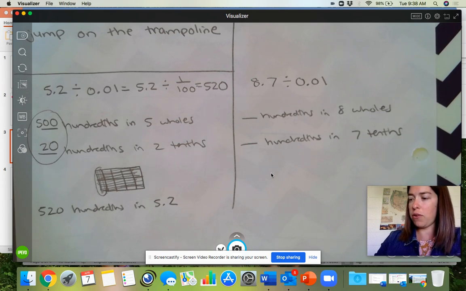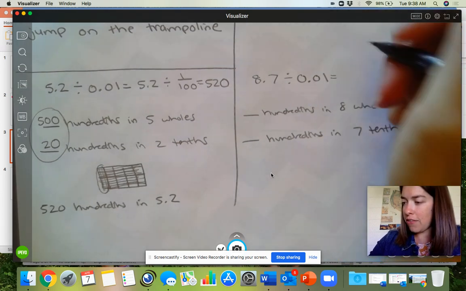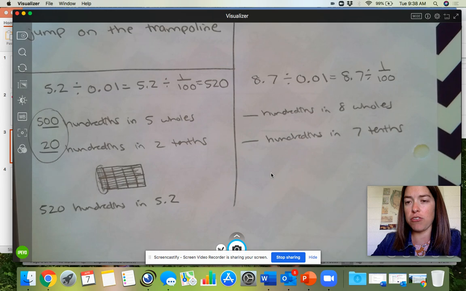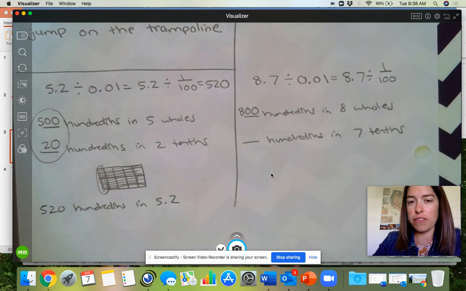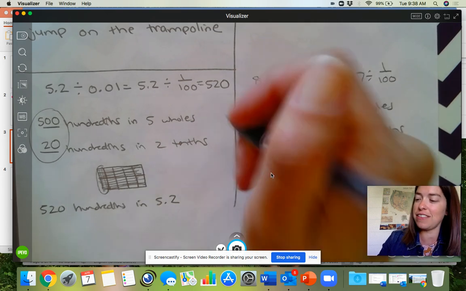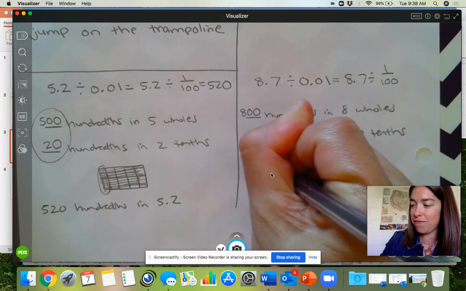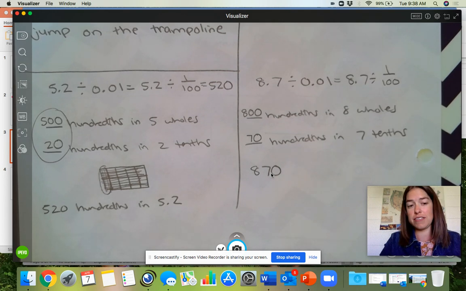All right, let's take a look at how we wrote it as a fraction. As a fraction, this would be 8 and 7 tenths divided by 100. How many hundredths in 8 wholes? 800 hundredths in 8 wholes. And the trickier part, how many hundredths in 7 tenths? Well, it's not just 7 hundredths in 7 tenths, it's actually 70 hundredths in 7 tenths. So if you got an answer of 870 hundredths in 8 and 7 tenths, you are exactly correct.